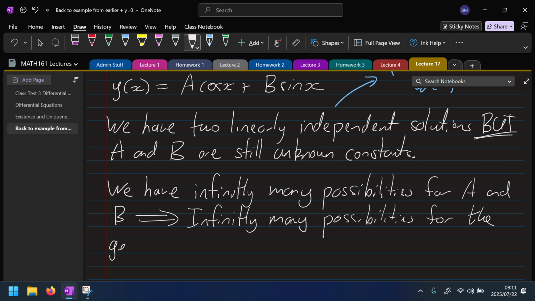Okay, for the general solution y of x. Now, at this point, I must warn you not to confuse the general solution with the linearly independent solutions. So this equation has two and only two linearly independent solutions. That was the sine and the cos. However, there are still infinitely many general solutions. Okay, please do not mix that up. Again, two linearly independent solutions, infinitely many general solutions.